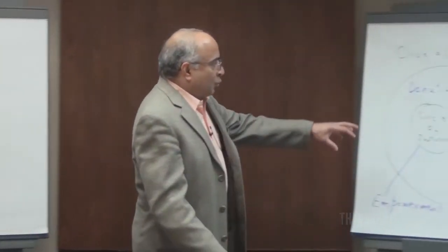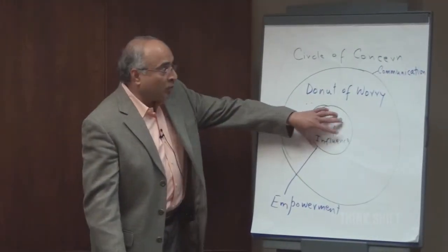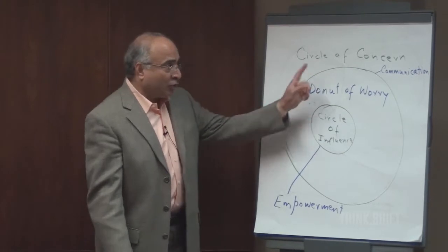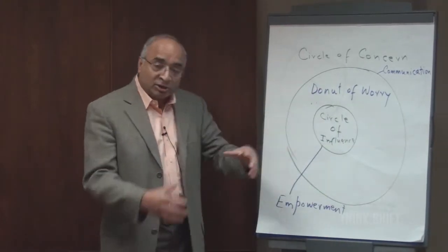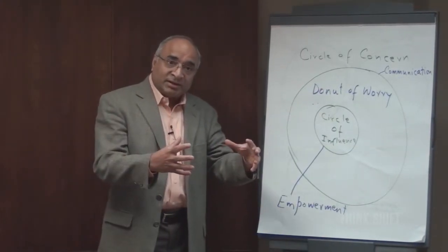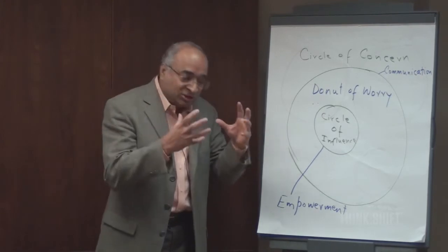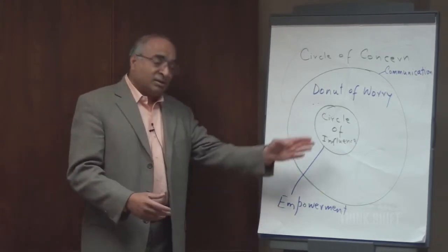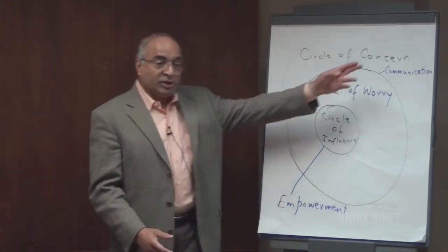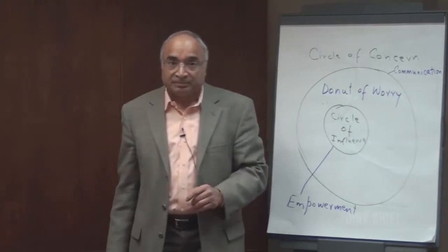What do you need to do? You need to communicate. We all have a circle of influence. We all have a circle of concern, and therefore a donut of worry. This donut grows or shrinks. You can manage this donut through either empowerment, growing the circle of influence, or communication, reducing the circle of concern.